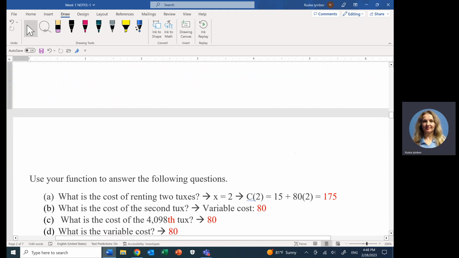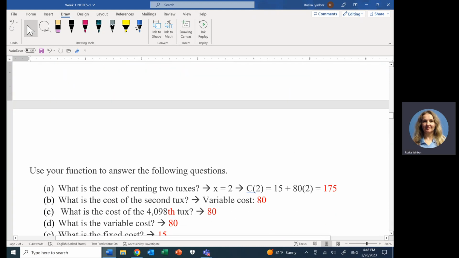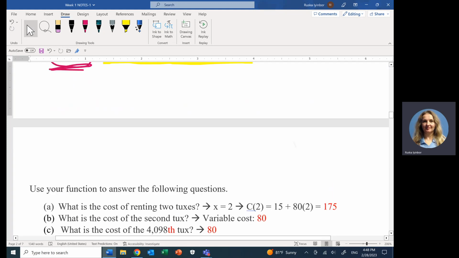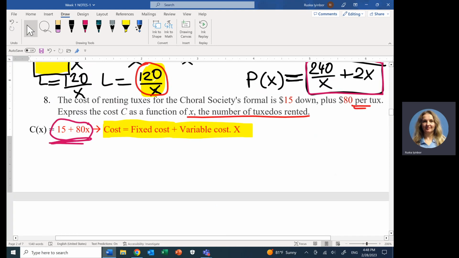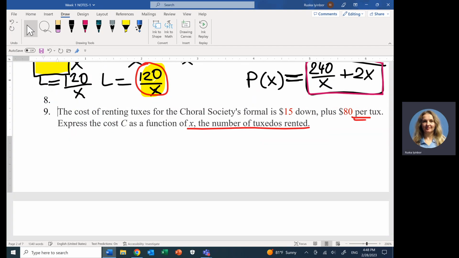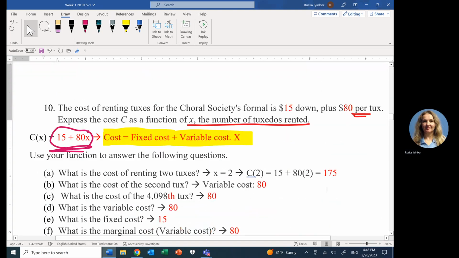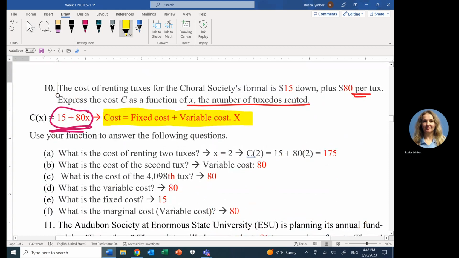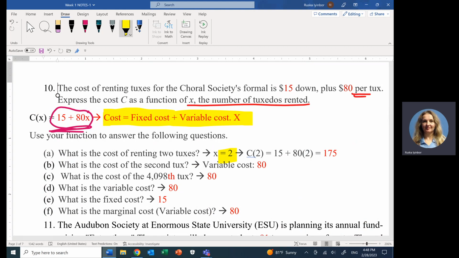And then it says use this one to answer those questions. What is the cost of renting 2 tuxedos? So if you're renting 2, that means x is going to be 2. Actually, let me move this down so I can have everything in one place. There you go. So when x is 2, I'm just going to plug it in this function. So it's going to be 15 plus 80 times 2. So that gives me 175. That's the answer. $175 is what it's going to cost me to rent 2 of those tuxedos.